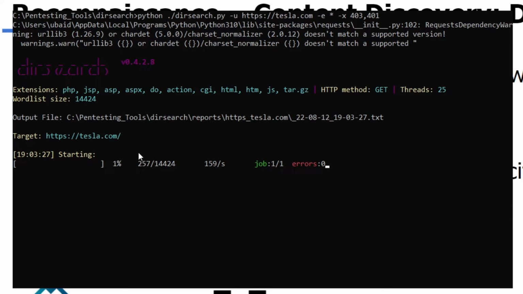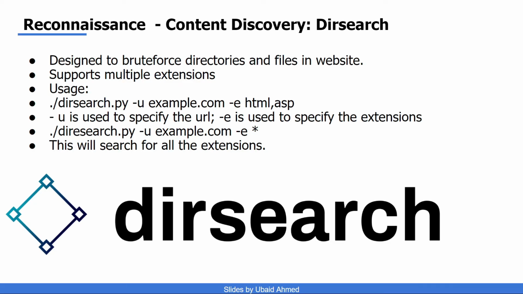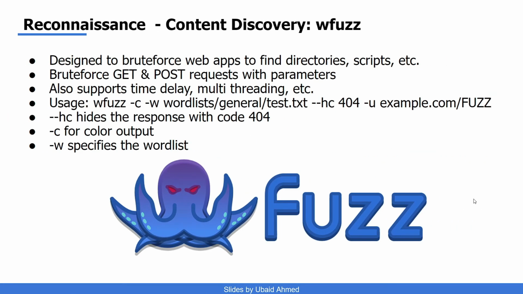And you can see the percentage completion over here and the number of attempts it has already made. Like it has tried 257 entries out of 14,424. So let this scan run over here, and meanwhile let's proceed further in the video to our next tool, and our next tool is wfuzz.